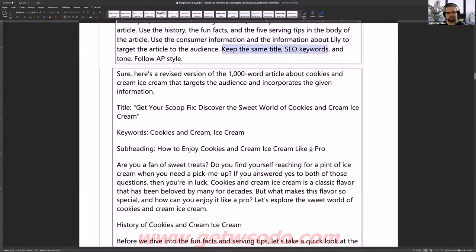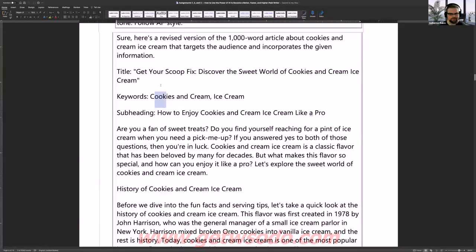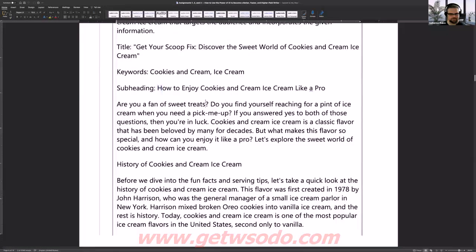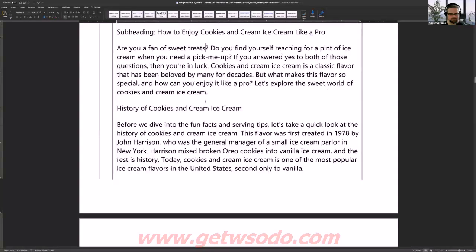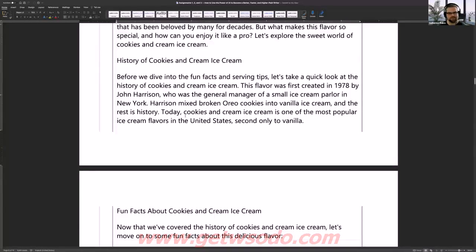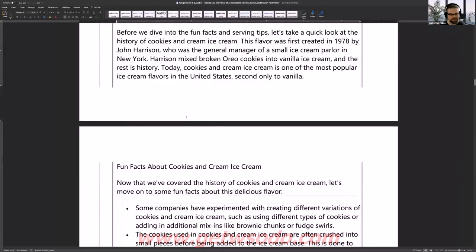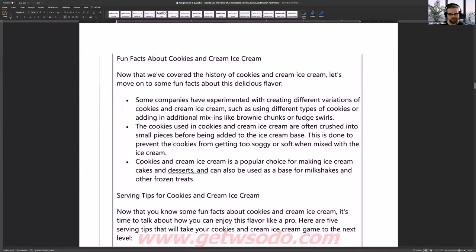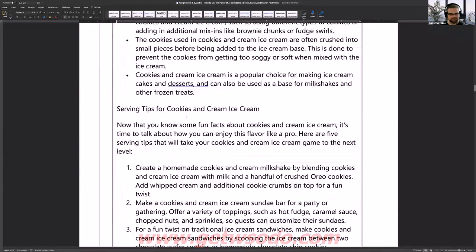So here we're asking it to keep the same title, SEO keywords, and tone, and follow AP style. So here we have a new title, Get Your Scoop, Discover the Sweet World of Cookies and Cream Ice Cream. And so you have the history, and we have the fun facts, serving tips.